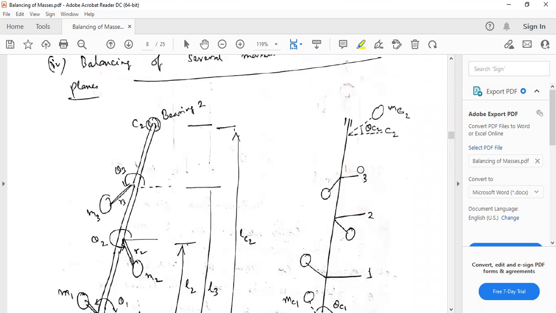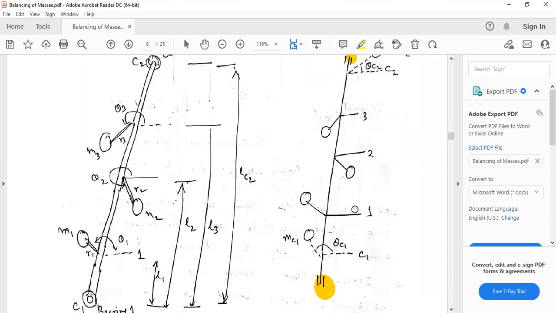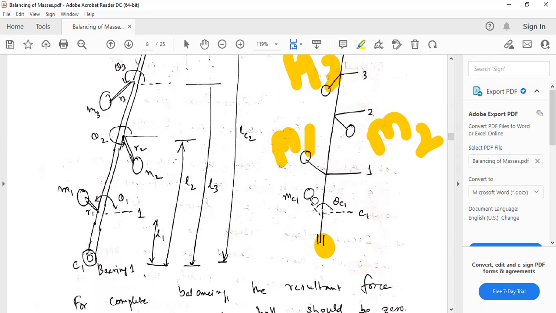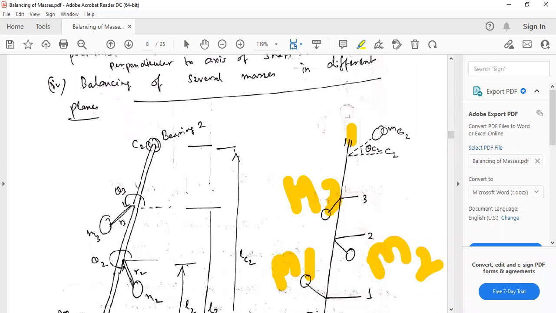Here, we have drawn the free body diagram. We have three initial original masses: this is the first mass, the second mass is there, m1, m2, m3. This is m1, this is m3, this is m2. Now m1, m2, m3 are known, so we have to place some balancing mass.